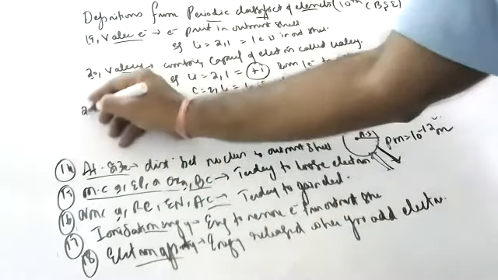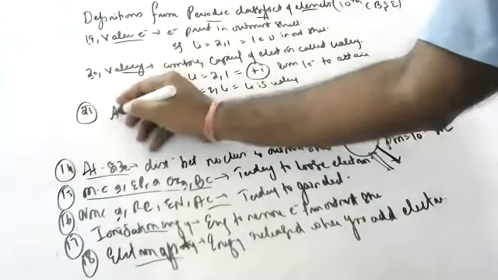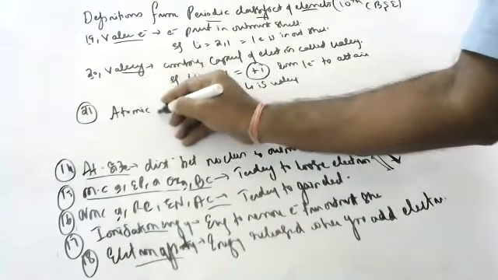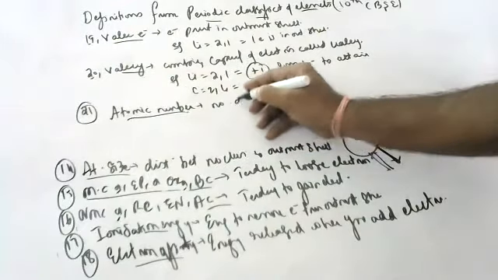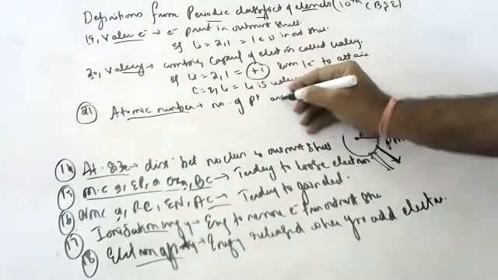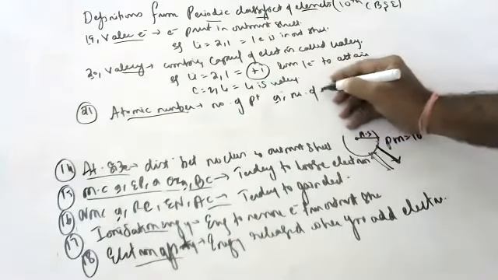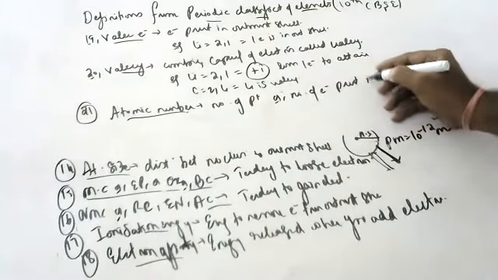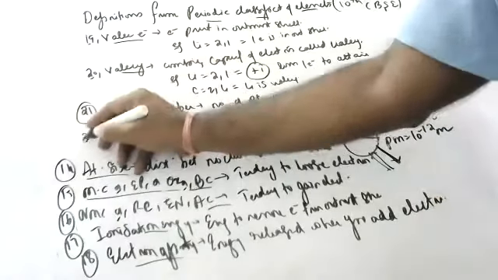Next one. What is meant by atomic number? Anyone? The number of protons or number of electrons present in an atom, because they both are the same. Don't say and, say or.